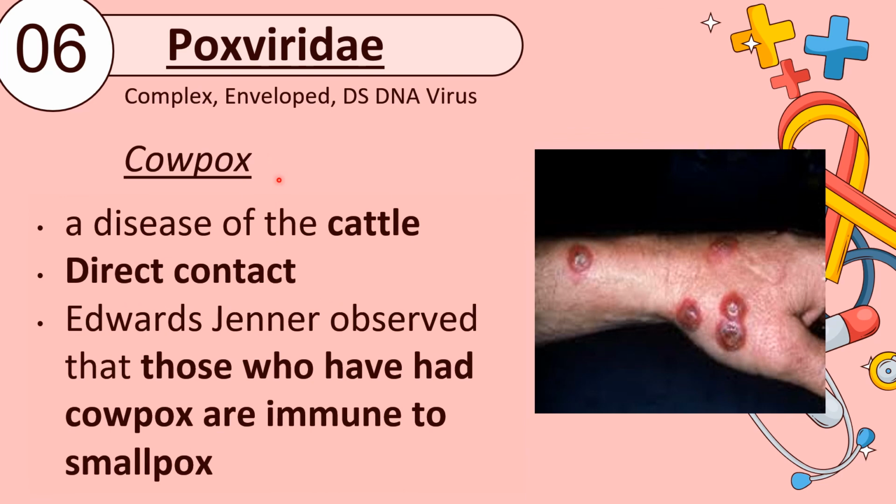Now, cowpox is a disease of cattle which is milder than the pox disease of other animals. Similarly, this infection in humans occurs by direct contact during milking, and the lesions in the milkers or milkmaids are usually confined to the hands. Edward Jenner observed that those who have had cowpox are immune to smallpox. So Edward Jenner is the one who initiated the vaccination against smallpox.